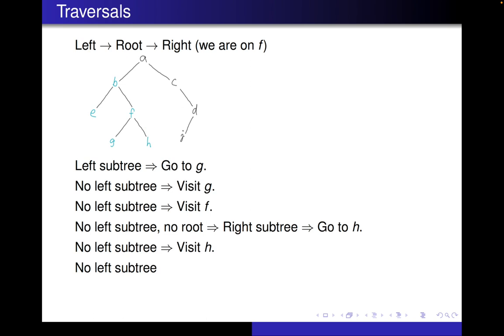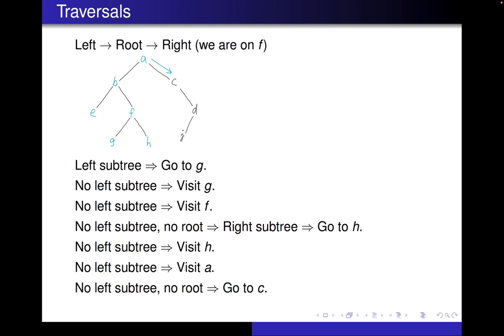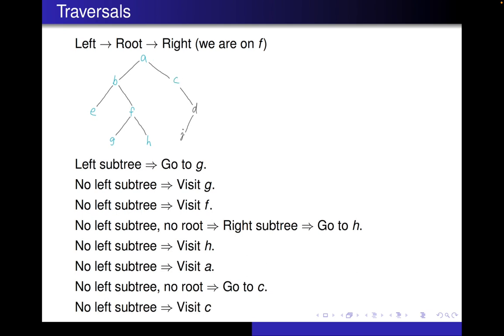Now at this point, we go way back up to A. We've already traversed the left subtree, and so now we're finally allowed to visit the root A. So we're visiting A. And now that we've traversed the left subtree and visited the root, we can go to the right, to C. There's no left tree of C, so we can visit that one immediately. And then we just keep on going as we have been.